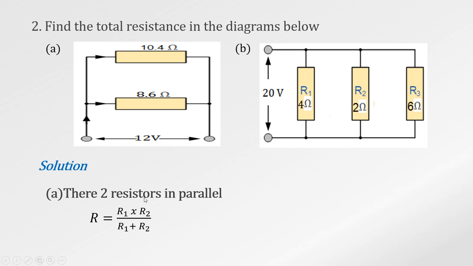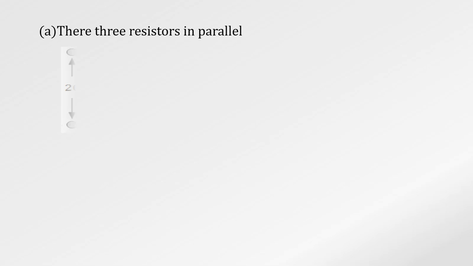Like we said, for 2 resistors in parallel, we don't have to go further, we just use product over sum: multiply the 2 and divide by the addition of the 2. So 10.4 times 8.6 over 10.4 plus 8.6, and this gives us 89.44 over 19, and we get R to be equal to 4.71 ohms. That is for only part A, where we use the formula for two resistors in parallel. We continue further to our second question.